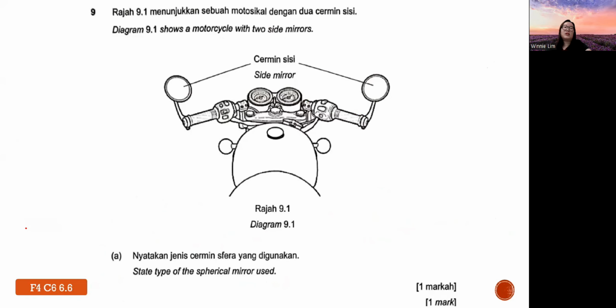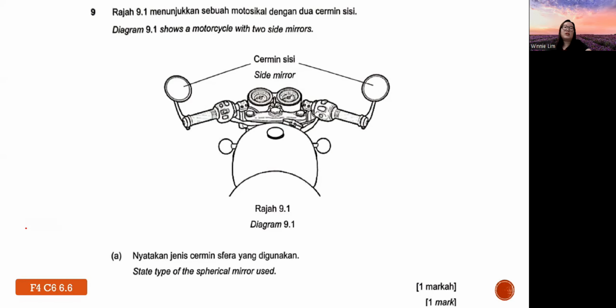Diagram 9.1 shows a motorcycle with 2 side mirrors. This is under the Form 4 chapter on image formation by spherical mirrors, 6.6. So what is the mirror used? Now, a side mirror, whether on a motorcycle or a car, what is its function? You want to see the back part, is there any car behind you? So the general concept is: does the image of the car always change or not? Which means, will the image that you see in the mirror be upright, then suddenly inverted, then suddenly enlarged, suddenly smaller? It wouldn't, right? Okay.